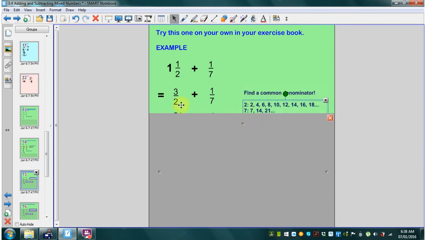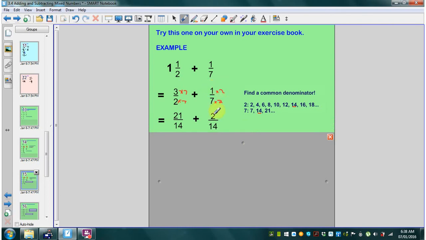Common denominator would be, if we look here, 14 and 14. So we have to change this to 14 by multiplying it by 7. And here multiplying it by 2. So this becomes 3 times 7, 21. 2 times 7 is 14. And this is 1 times 2 is 2. 7 times 2 is 14.